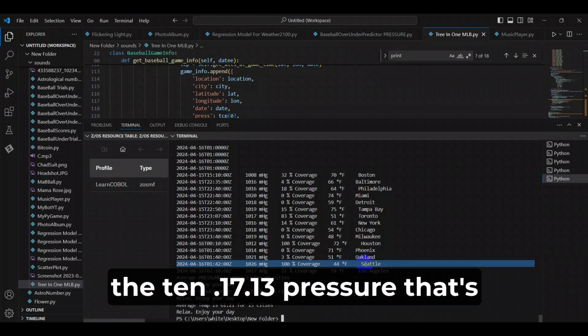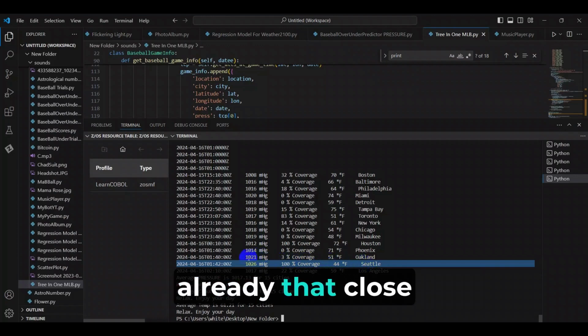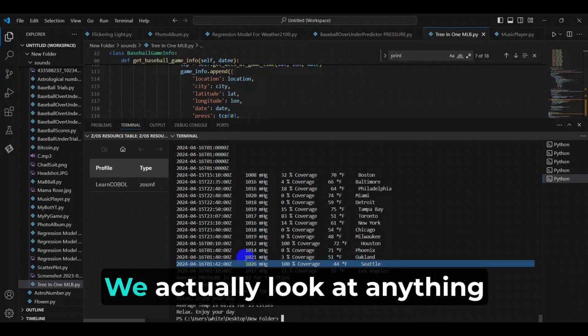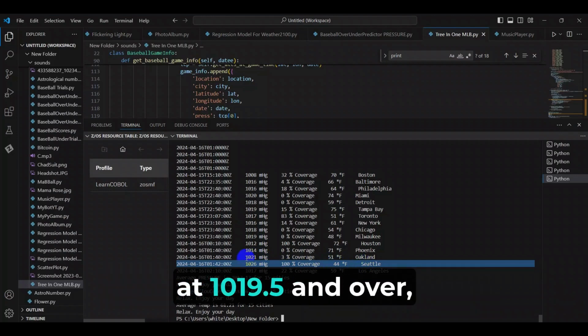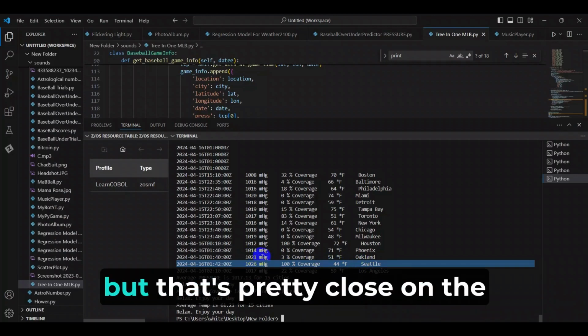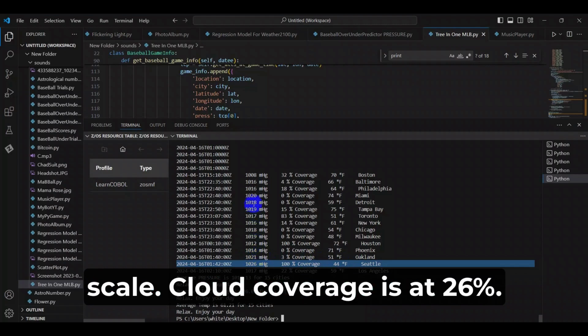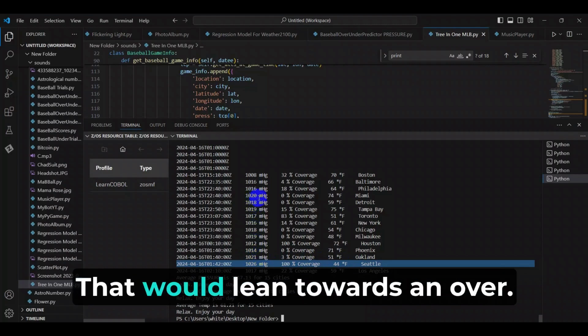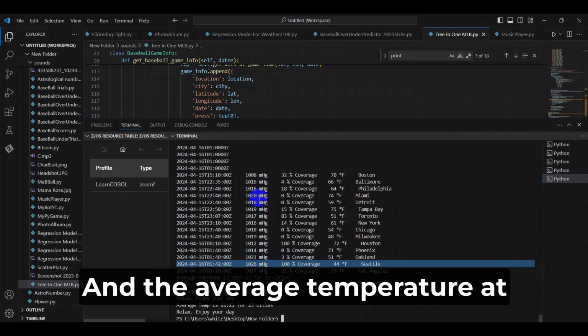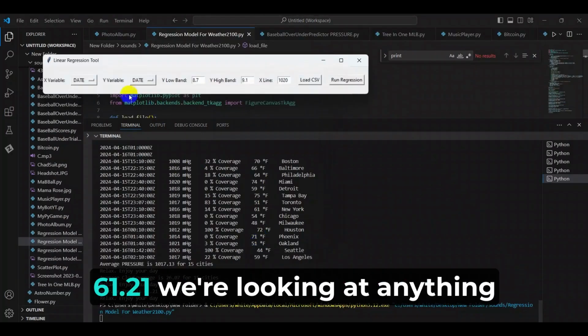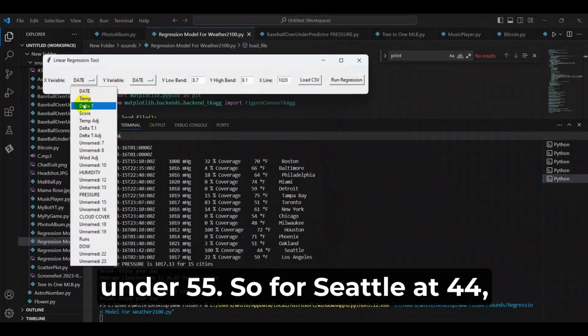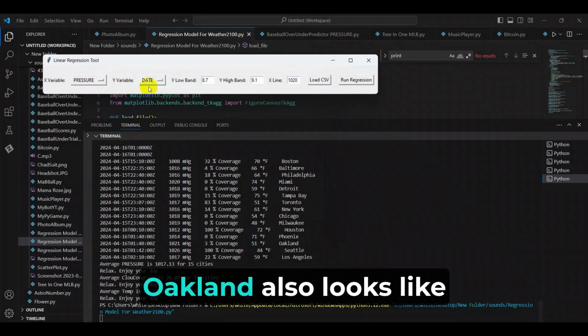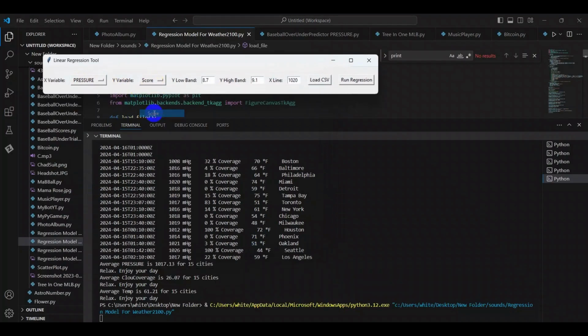Everything else, the 1017.13 pressure, that's close to under for me. We actually look at anything at 1019.5 and over, but that's pretty close on the scale. Cloud coverage is at 26%. That would lean towards an over, and the average temperature at 61.21. We look at anything under 55. So for Seattle at 44, that's perfect. Oakland also looks like another under.